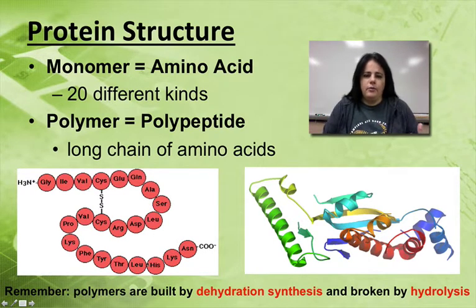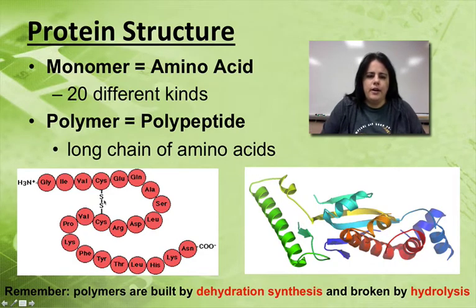And this long, almost beads on a string thing, that's a polymer. And so when we have a chain of amino acids, it's called a polypeptide. And the reason it's called a polypeptide is because the bond that holds them together, so between 2 amino acids right there, this bond is actually called a peptide bond.